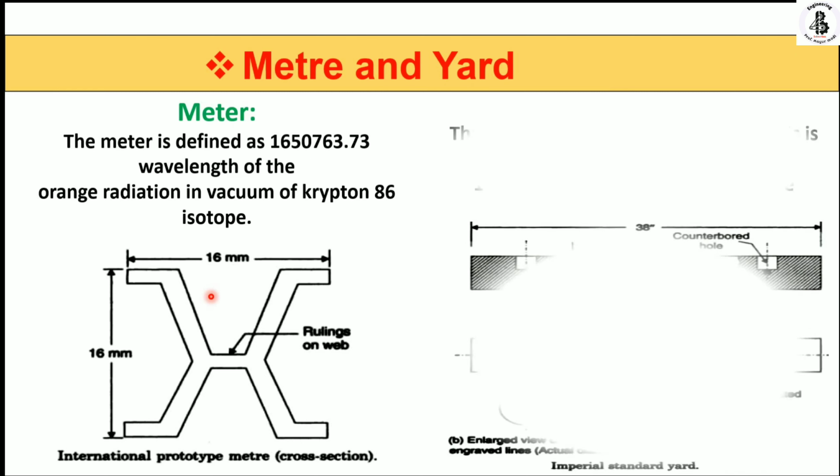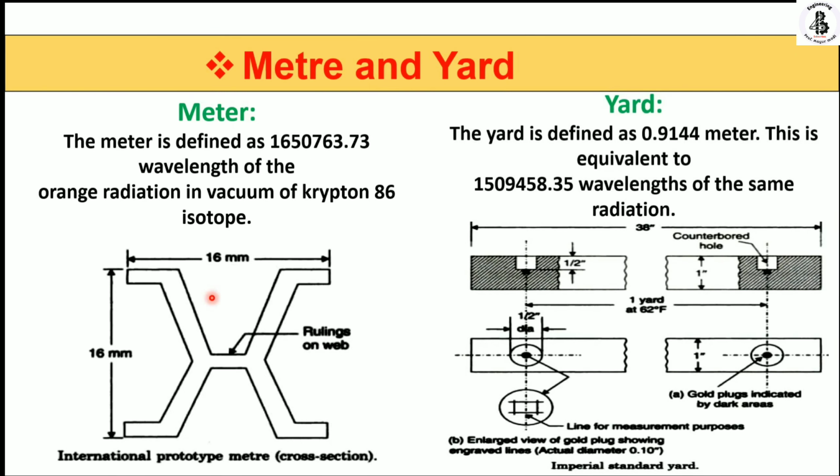Now we will discuss the yard. Just you can see the yard. The yard is defined as 0.9144 meter, and this is equivalent to 1509458.35 wavelengths of the same radiation. So if you compare the meter, yard and wavelength, there are some relations between them.